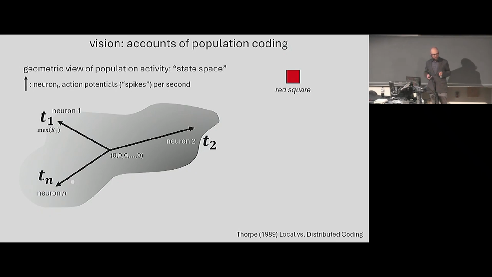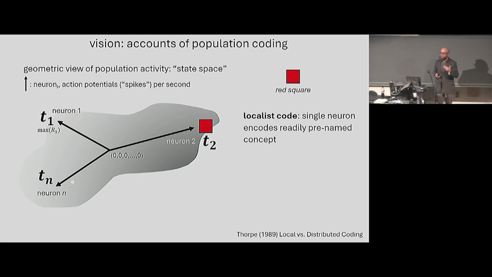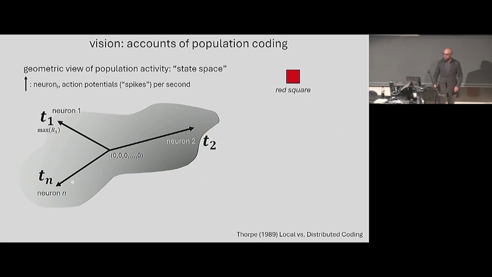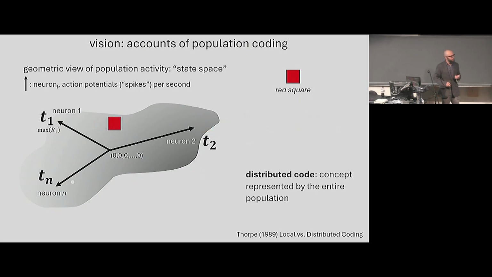In the localist code, you could imagine that every neuron is going to encode a readily pre-named concept. So you're going to have a neuron, and every time the neuron fires a lot, that's because the red square is present in your visual field. The far alternative would be one where you have everything much more distributed. And so you have a red square, and that concept is now represented as part of a much more ambiguous set of activations over the whole population.